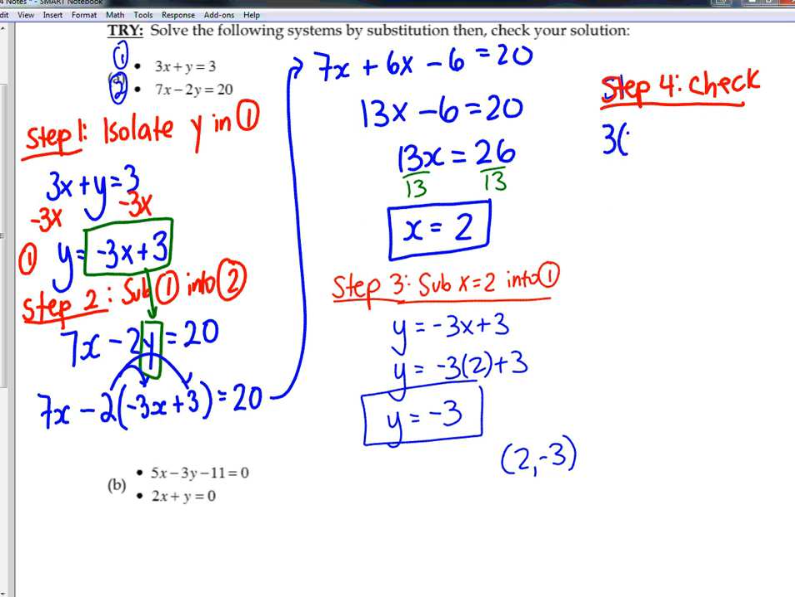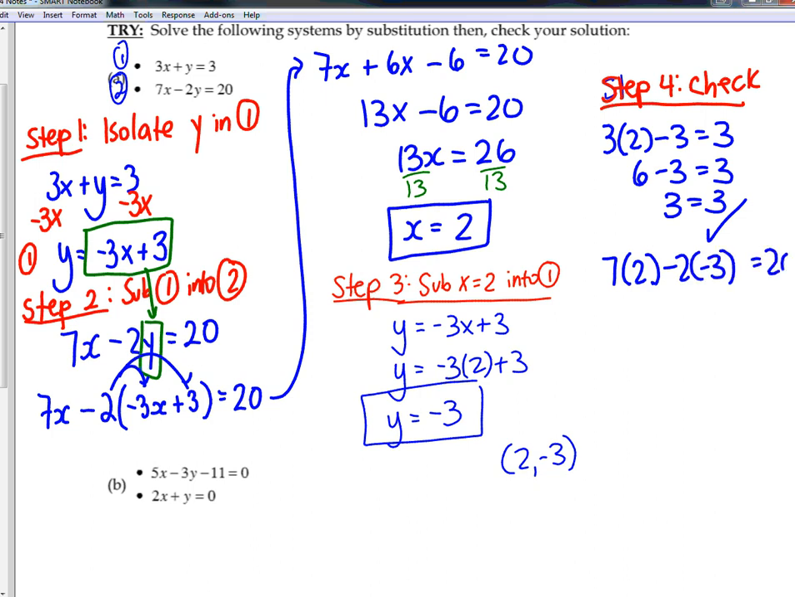3 times 2 plus negative 3 has to equal 3. Does 6 minus 3 equal 3? Yeah, so you want 3 equals 3. And then 7 times the x minus 2 times the y has to equal 20. Where am I getting these equations from? The original question. These are the original equations. 7 times 2 is 14, what's negative 2 times negative 3? Plus 6, good. Does that equal 20? Yes.